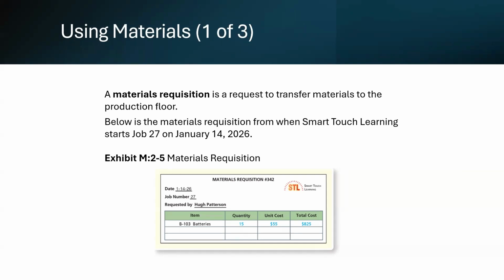So look at this subsidiary ledger here that you see. Notice that it records the materials requisition number, which is what? 342.